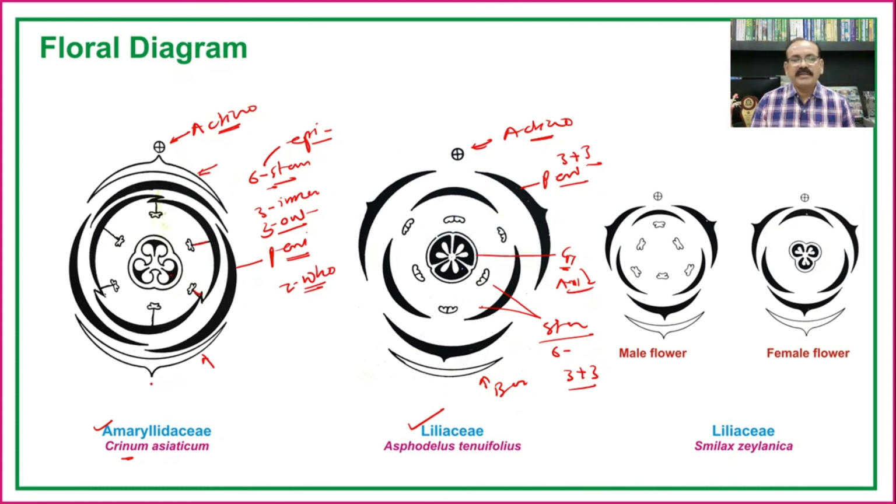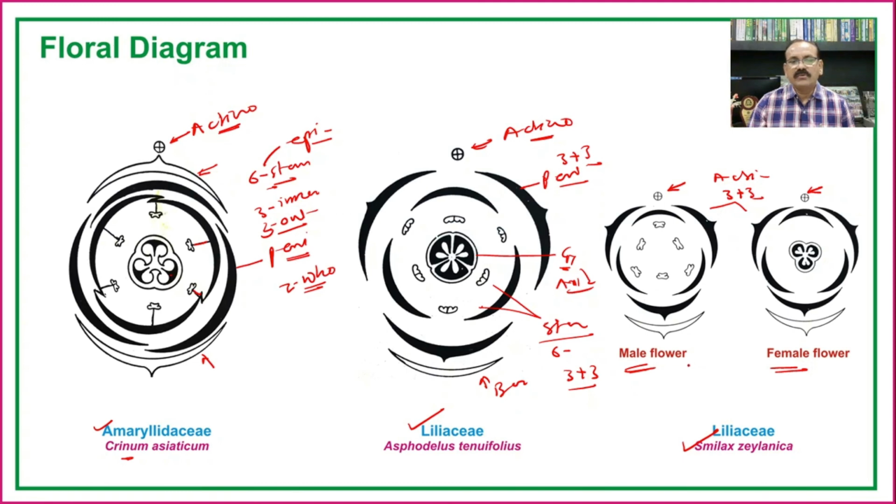In the same family Liliaceae, in Smilax, there is a presence of 2 different types of flowers, that is male flowers and female flowers, and hence there are 2 different floral diagrams, one for the male flower and another for the female flower, and both flowers are actinomorphic. Again, the perianth in both flowers is in a 3 plus 3 condition with valvate aestivation.